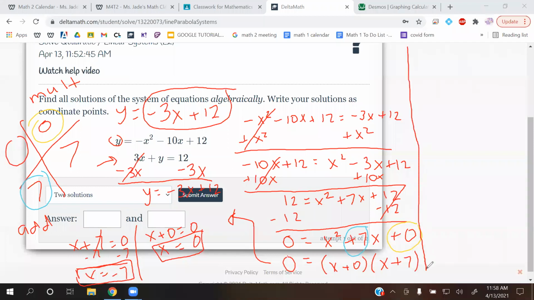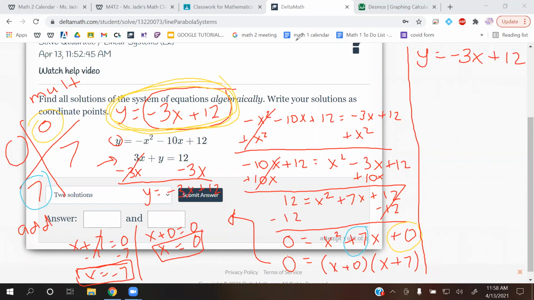We just want to get our y values now. So what equation should I use to get our y values? I'm going to use this equation because it's the simpler of the 2 equations that has y equals in it. So I'm going to write that over here. Y equals negative 3x plus 12.